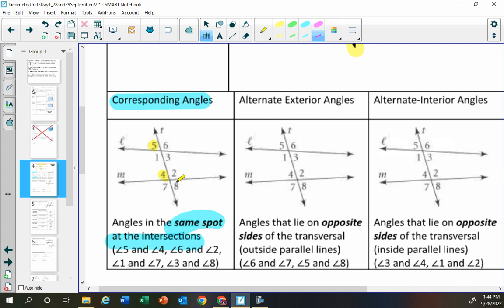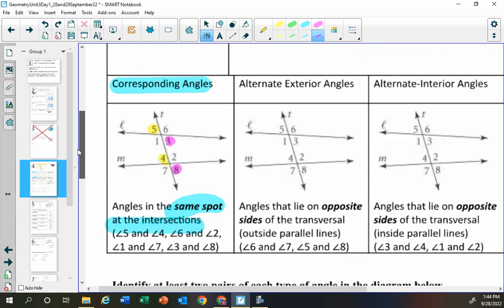And then let's say if I had 8, which one corresponds to 8? 3. That's what we mean by corresponding. Now, there's going to be a special case with the corresponding. If the lines are parallel, we're going to talk about relationships. For most of the problems that we're going to do, if they're corresponding, they have a relationship.